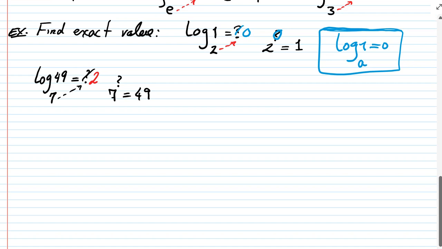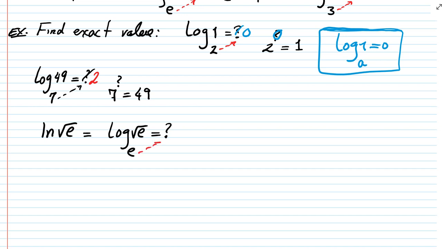Now let's take a look at this one. Let's say I have natural log of the square root of e. And I want to evaluate this one without a calculator. So I'm going to rewrite ln as log base e of the square root of e, right? And we want to know what this equals.